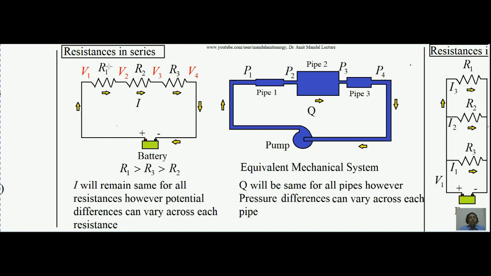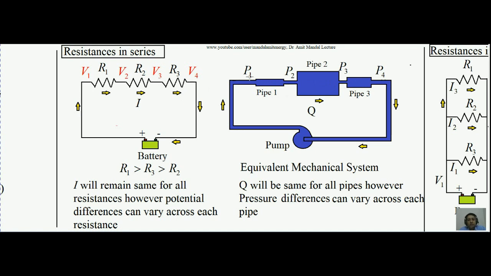This means the current flowing through R1, R2, R3 will remain the same, as with the water going in and through all the pipes per unit time. Through this pipe also it is 3 liter per second, 3 liter per second, 3 liter per second, like this. So the flow rate will remain the same through all the pipes, like the current will remain the same through all the resistances.